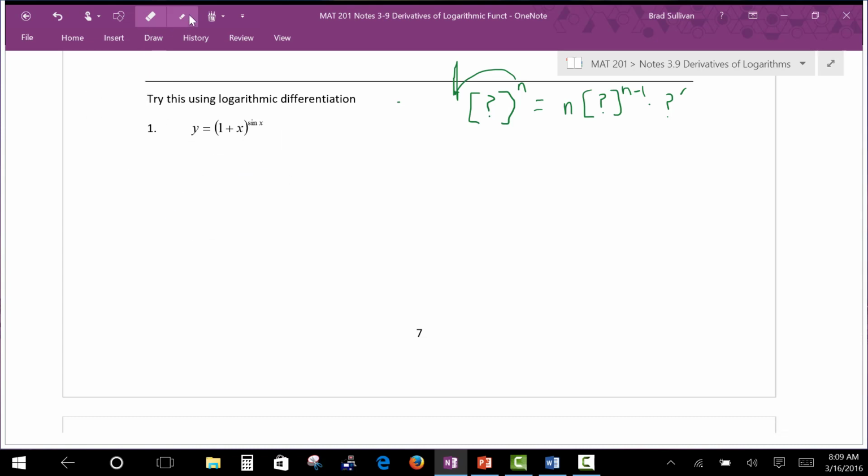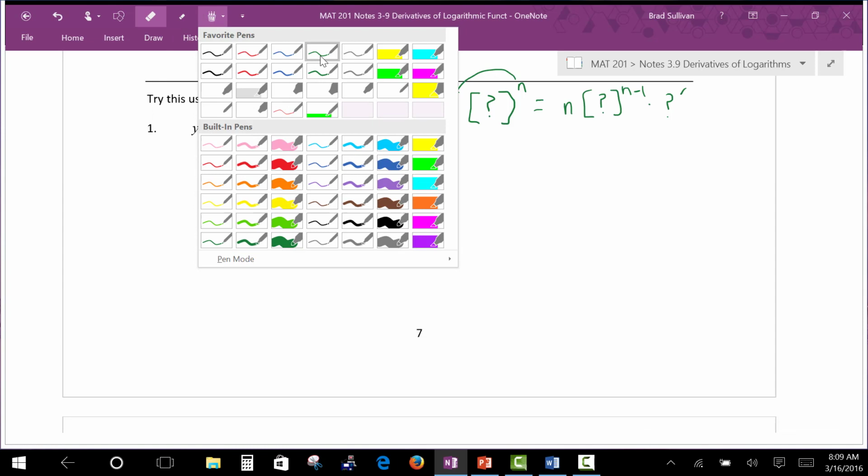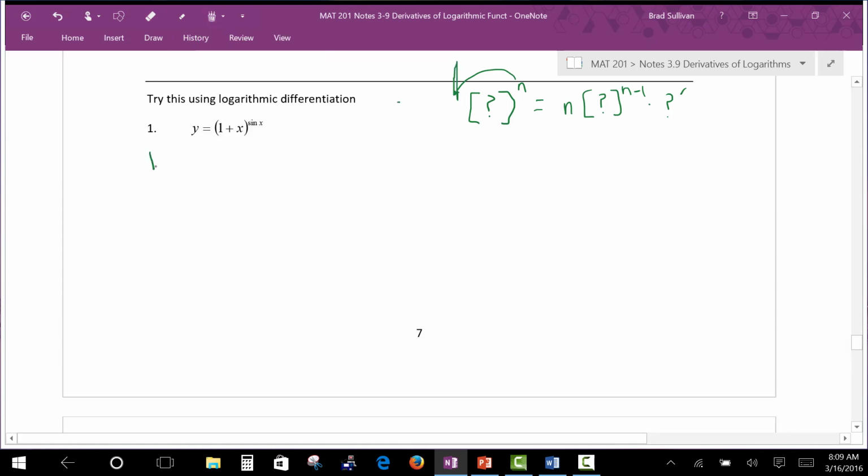So again, let's do this like this. We want to start by doing the logarithm of both sides. So we're going to do the natural logarithm of both sides. And if you started out the problem the way I was doing it, you would have got the same answer. It's just a different technique.